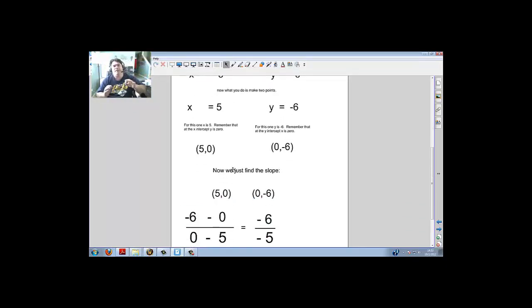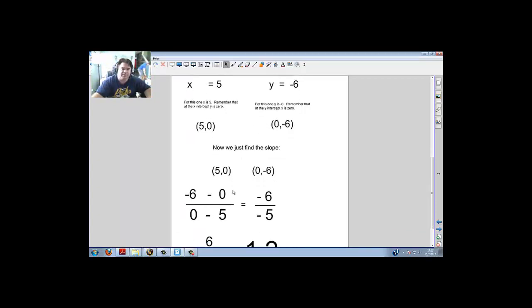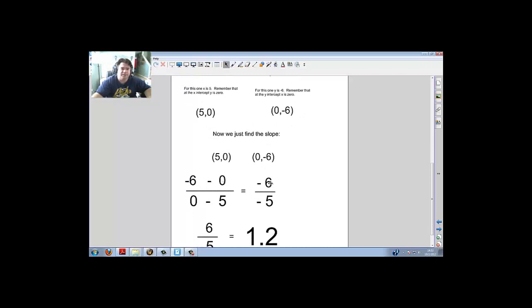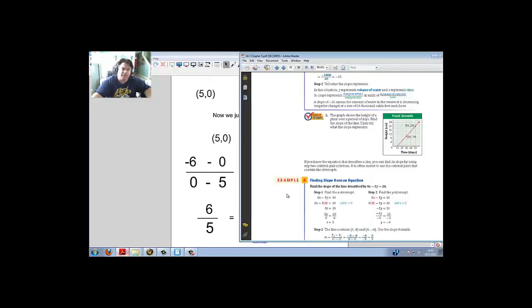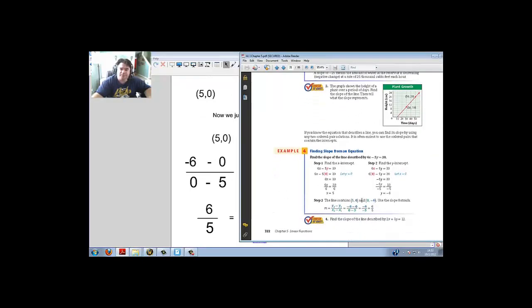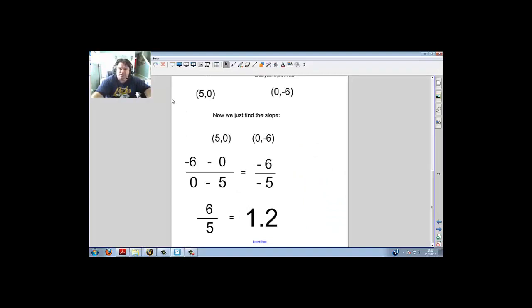Now you might say, wait a minute, how am I going to find the slope off this? Well, basically, from negative 6 to 0, negative 6 minus 0, and 0 minus 5. So basically I have negative 6 minus 0 is negative 6, 0 minus 5 is negative 5. I get 1.2. Take a look at the book, you see the same thing. So they did a little different because they had negative 6 minus 0 and 0 minus 5. Makes no difference though. Either way, 1.2 is my slope, or 6/5, whichever you prefer.